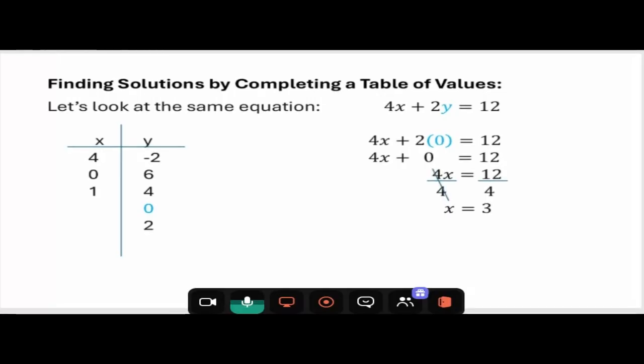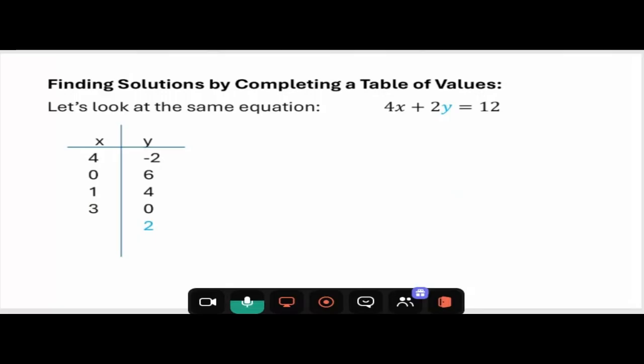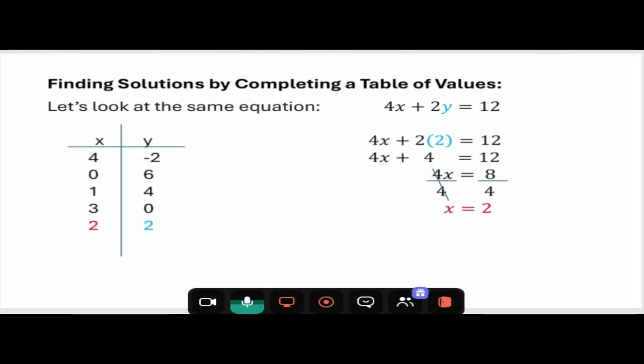And so when y is 0, x must be 3. Try the other one. We're going to plug in a 2 for y, like so. 2 times 2 is 4. Subtract 4 from both sides. 4x equals 8. Divide both sides by 4, gets the x by itself. And there we go, x equals 2.